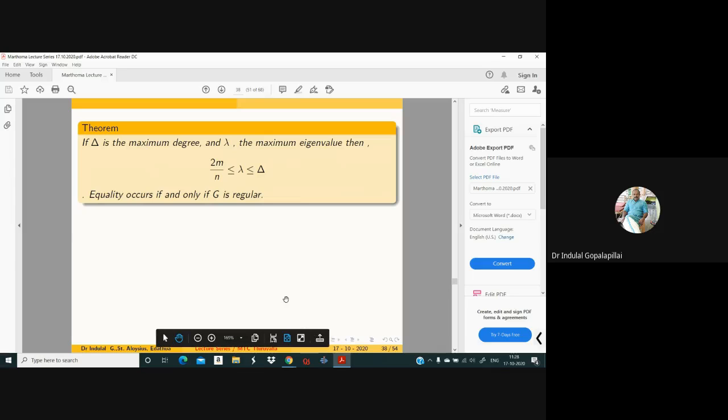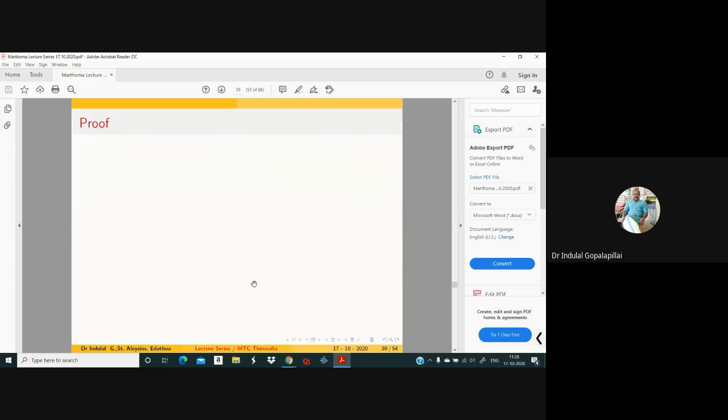Let V be an eigenvector corresponding to lambda. So AV is equal to lambda V, and V is equal to x1, x2, etc., xn. Suppose xi is the largest entry in V. Now expand along the ith row.